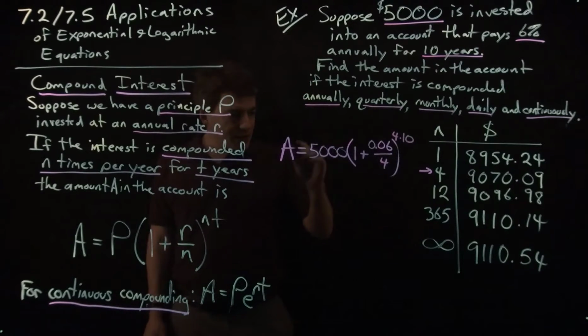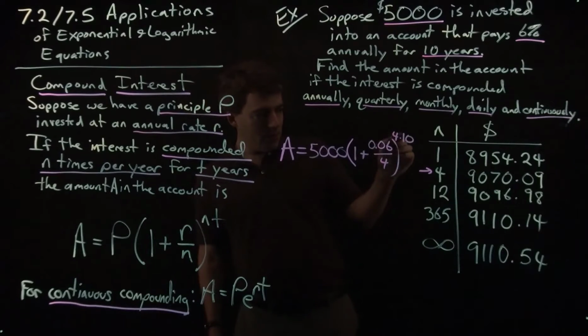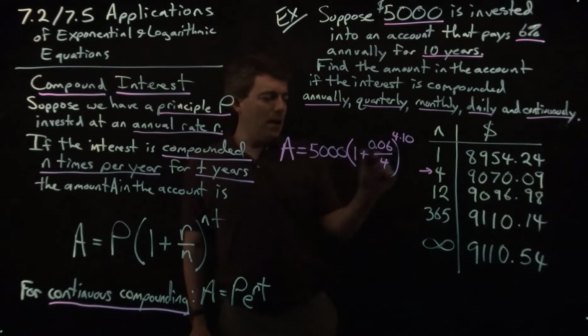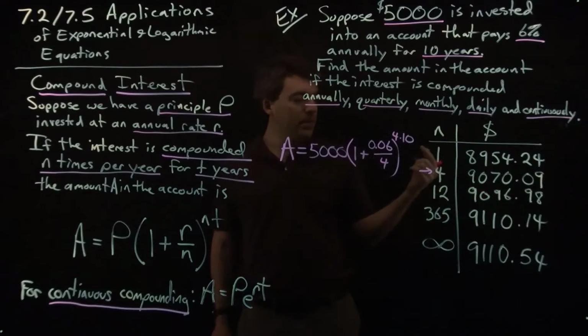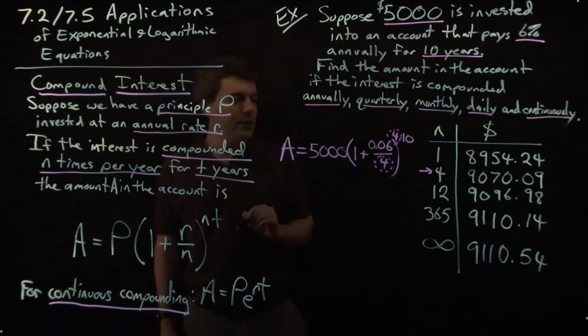All right, now if you plug this into your calculator, you might write that as 40, so 4 times 10. We'll get this number rounded to 2 decimal places, rounded to the penny. All right, what changes as we change n? Well, this number here would change, and also this number would change.